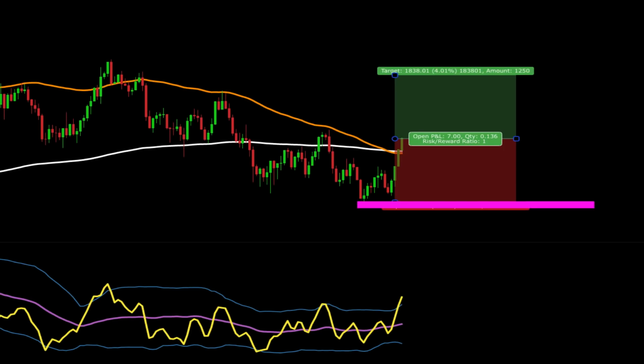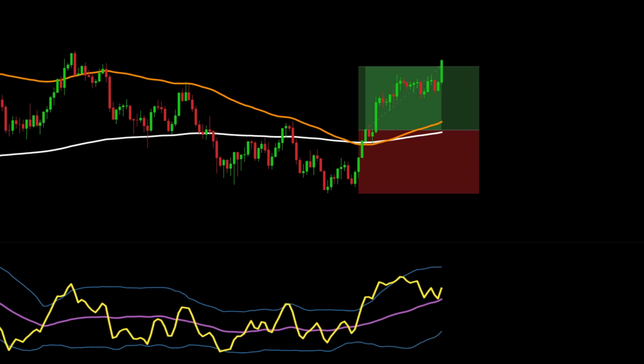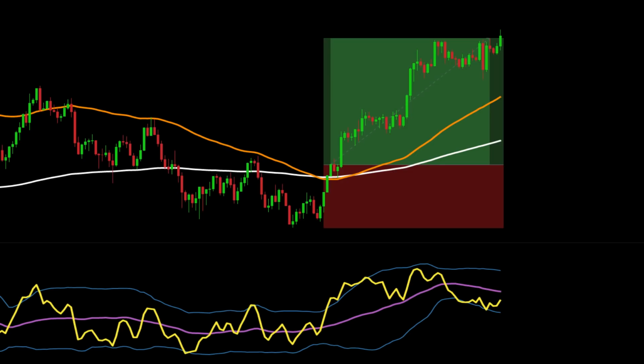The stop is placed below the previous swing low and 1-to-1 is our target for 50% of the position. When target 1 is hit, move the stop to break even and target 1-to-2 for the second half. And this setup hits target 2.